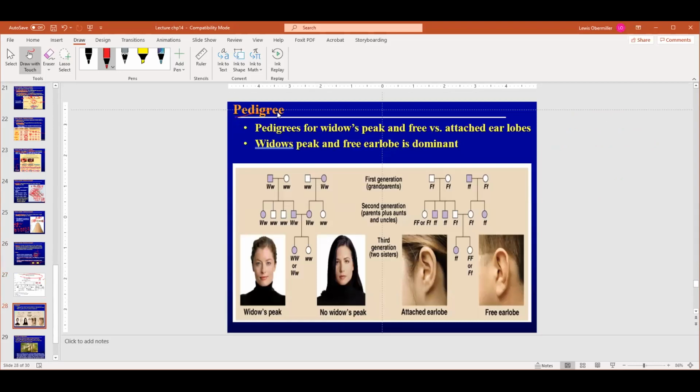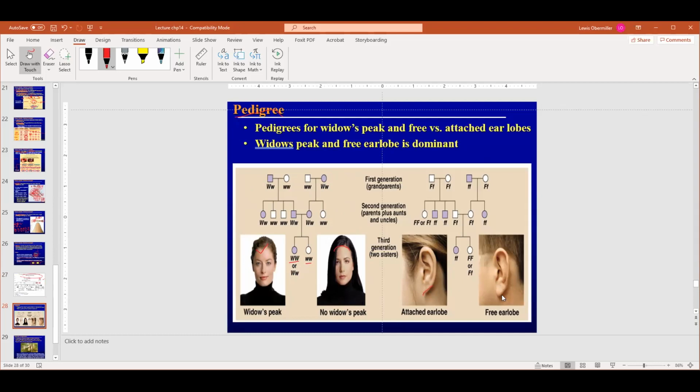There are other pedigrees that we could do, and one of those is for widow's peak. You could do this on your family or whatever. Widow's peak, having this peak right here, is dominant to not having one, which is recessive. And so you could do a pedigree on your family just by these observations.